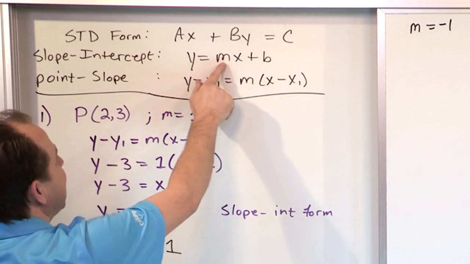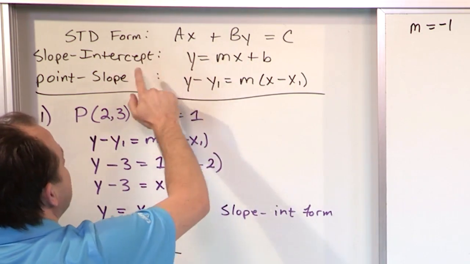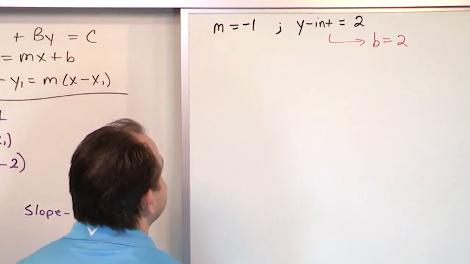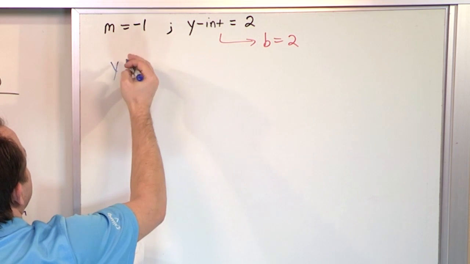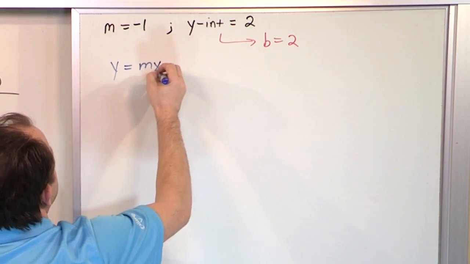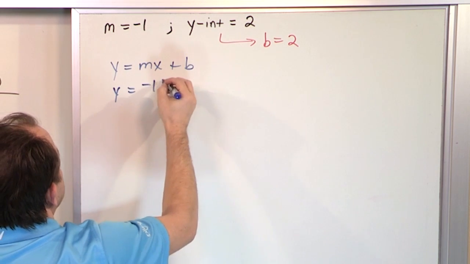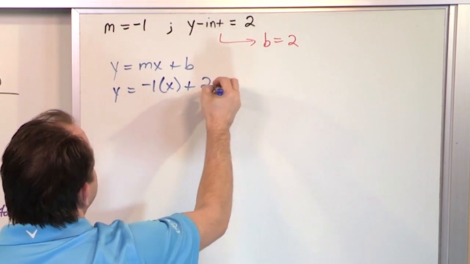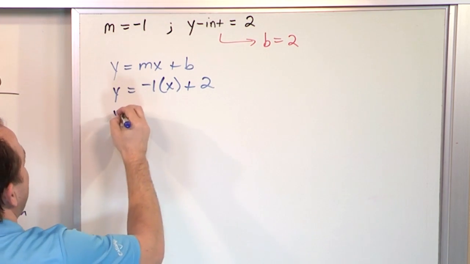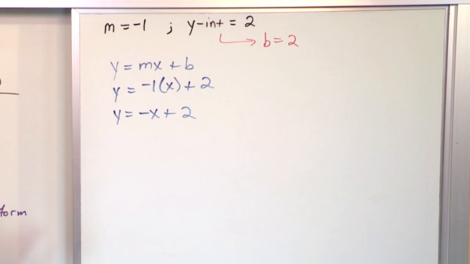So I have a different set of information. I know the slope and I know the y-intercept, so I don't need to go through this stuff. I'm just going to go through the slope-intercept form. So it's going to be y equals mx plus b. So y equals m, which is -1, times x plus b, which is 2, right? And it's basically very simple. Y is equal to -x plus 2. So this is the answer to the line.